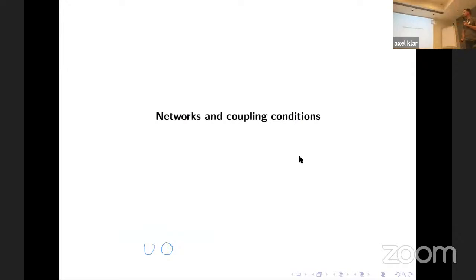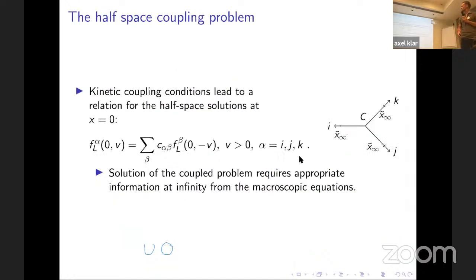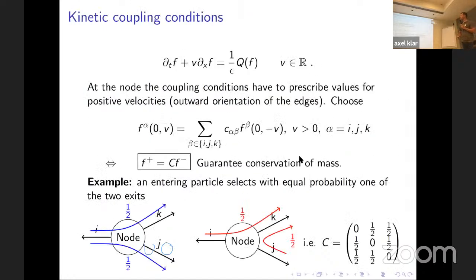So I shortly describe now the network formulation. So what's the principle for the network? For the coupling conditions, what we basically did is, on the kinetic level, we have to prescribe all ingoing functions for velocity bigger than 0. Remember the orientation was out of the node, so we just have to prescribe the positive velocities for all ingoing functions ijk. That's my numbering of the different sections, and then we assumed here a linear combination of the output.